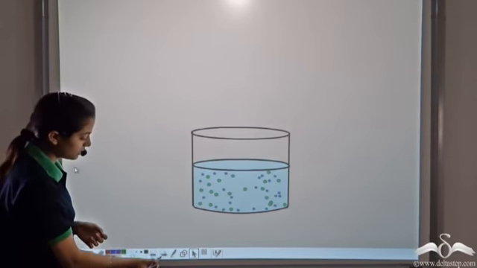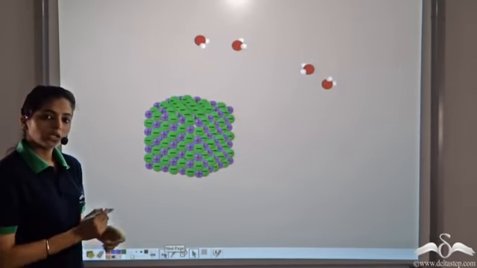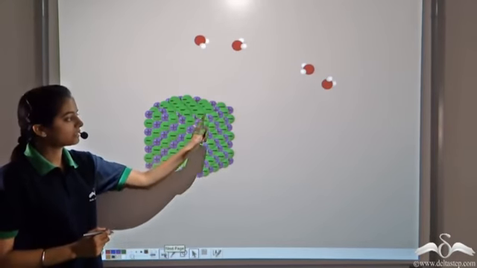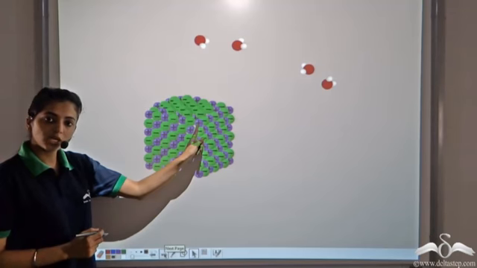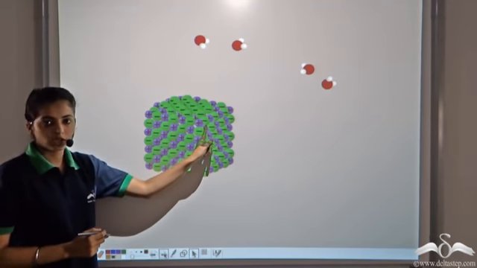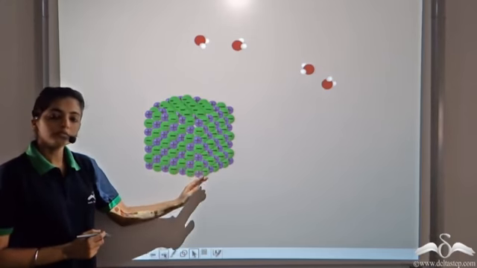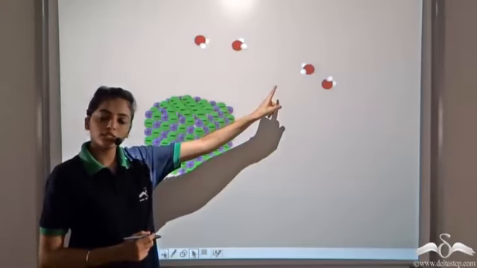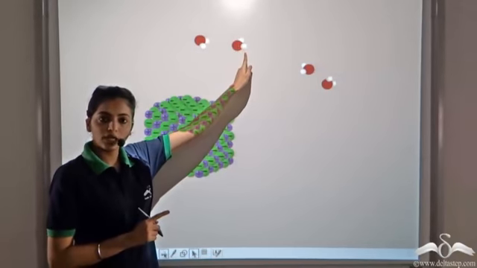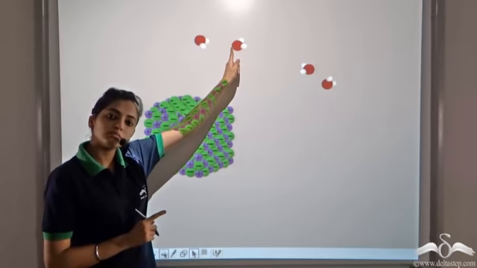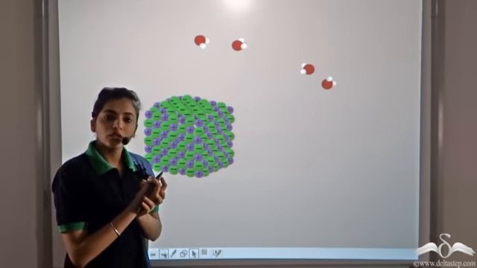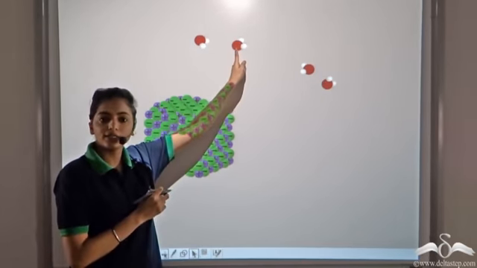Why do they separate out? Let's see. So this is the sodium chloride crystal. The sodium ions, that is Na+, are positively charged. The chloride ions, Cl-, are negatively charged. When we add it in water, we have the water molecules. We know in water molecules, there are two hydrogen atoms and one oxygen atom. The two hydrogen atoms are slightly positively charged, and the oxygen atom is slightly negatively charged.